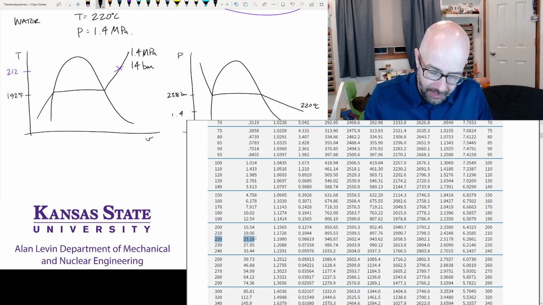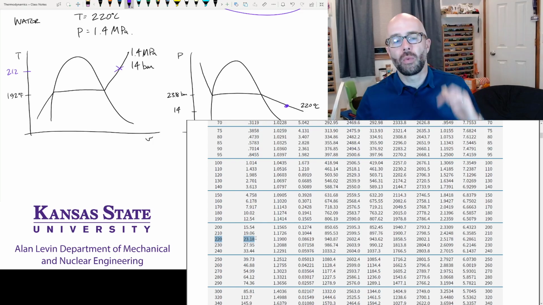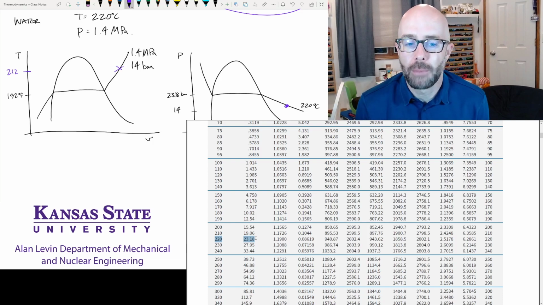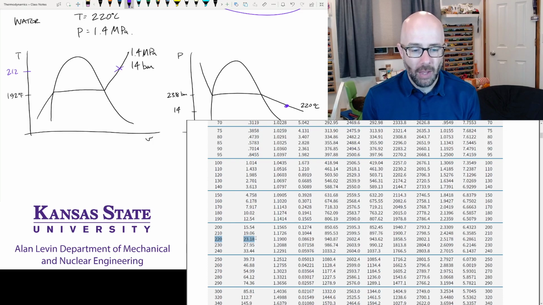Okay, we're down here. So, sorry, we're not at 1.4 bar, we're at 14 bar, which is right here and intersects over here. Still telling us that we are a superheated vapor. So we've confirmed that both times. We're good to go. We're ready to move on here.